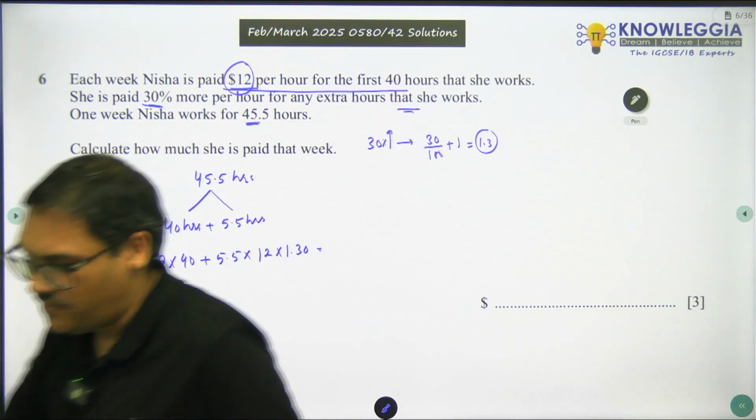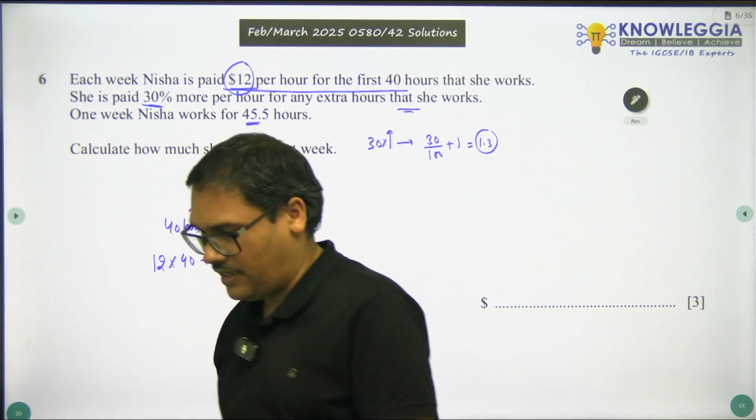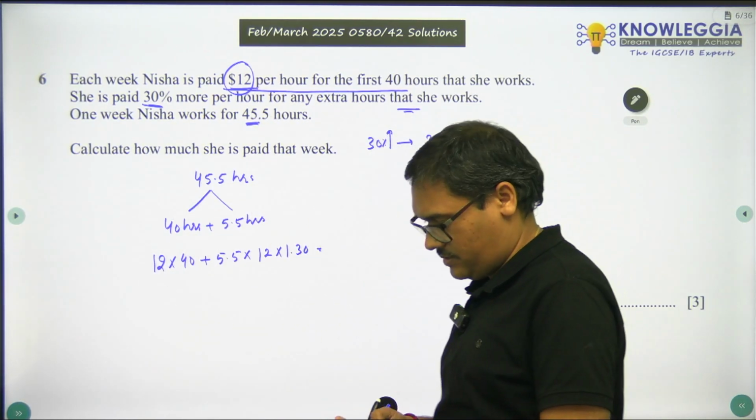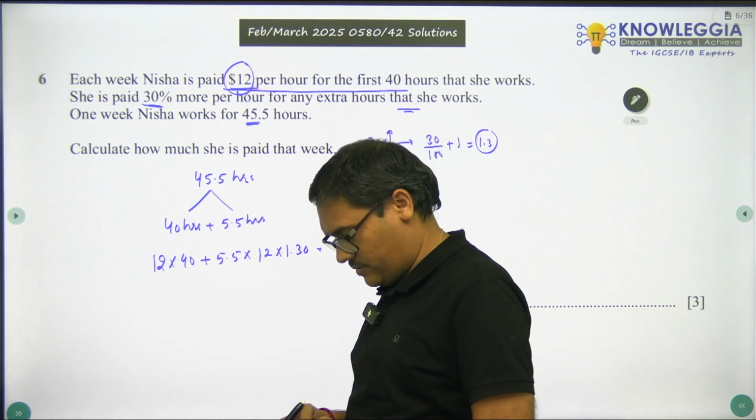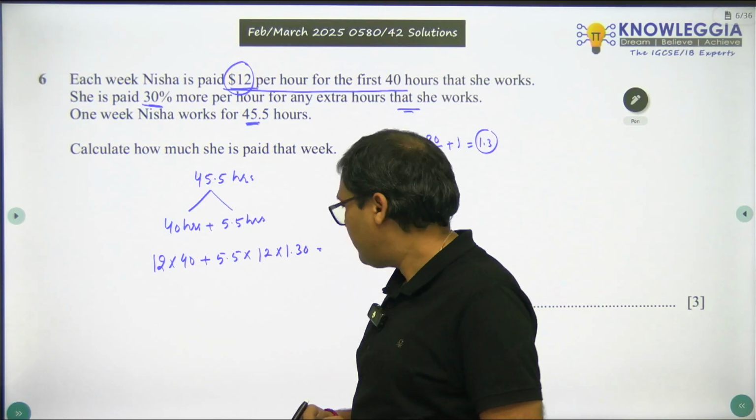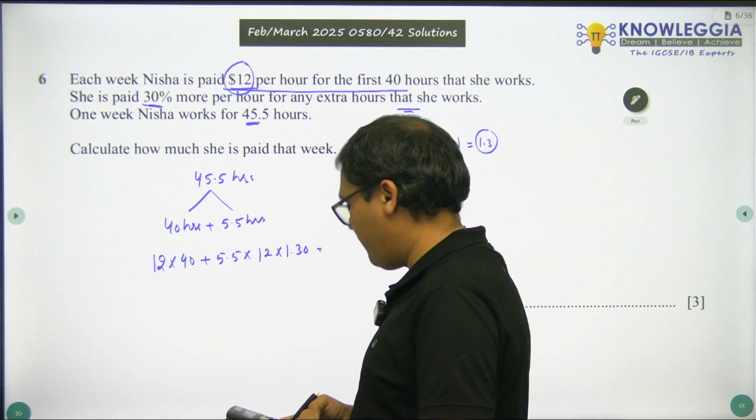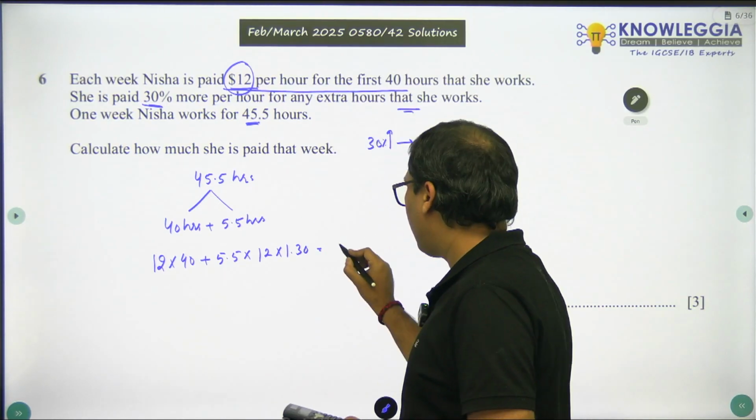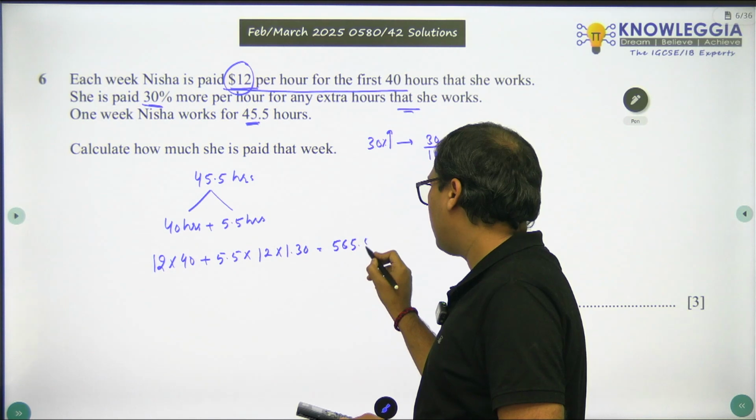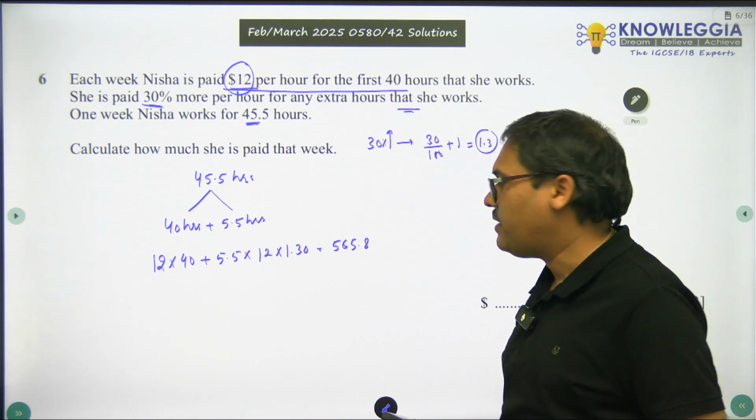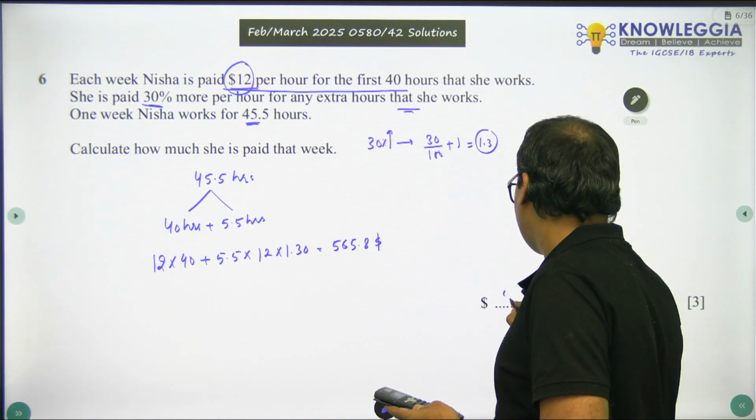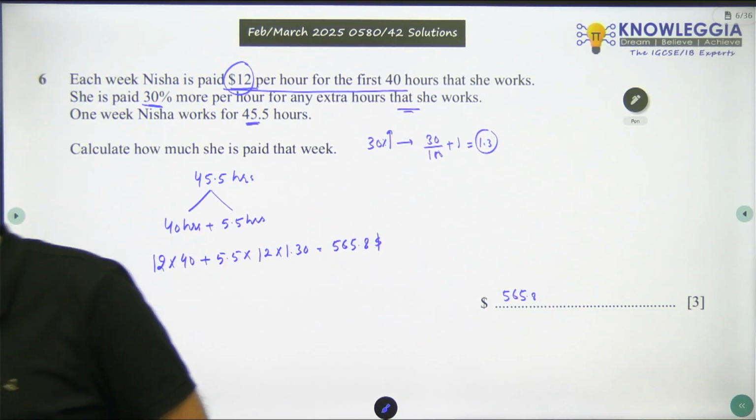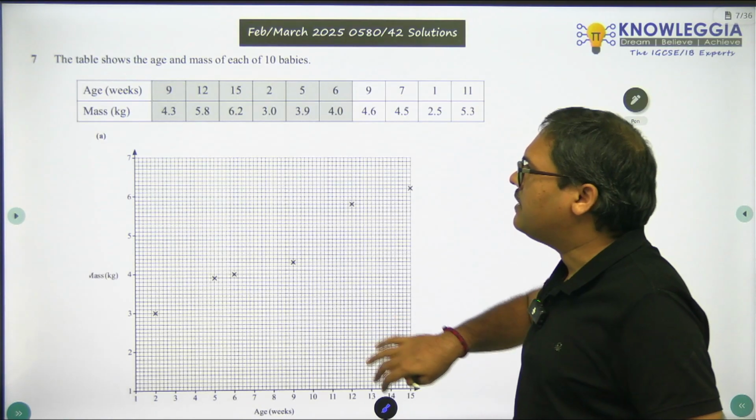So let's calculate this value. I have the calculator. So this is 12 into 40 plus 5.5 multiplied by 12 into 1.3, which is $565.8. Okay, $565.8. So what is the answer? 565.8. Okay, so let's check the answer. 565.8 is the correct answer. Okay. Now let's move to the next question.